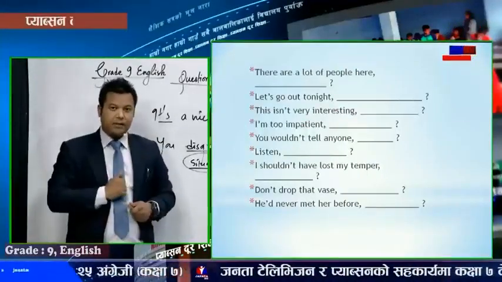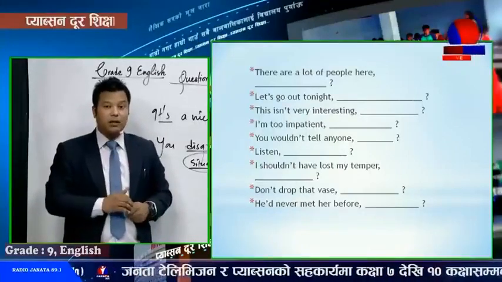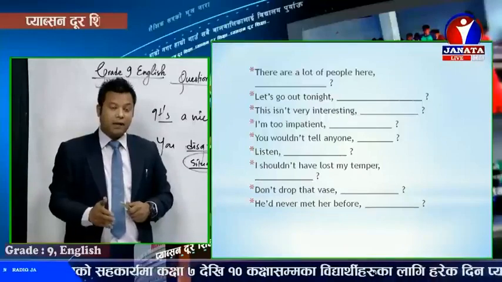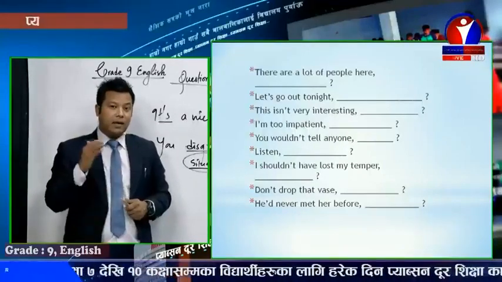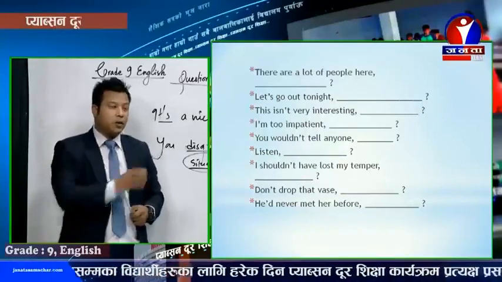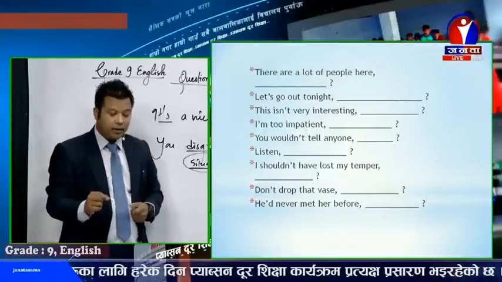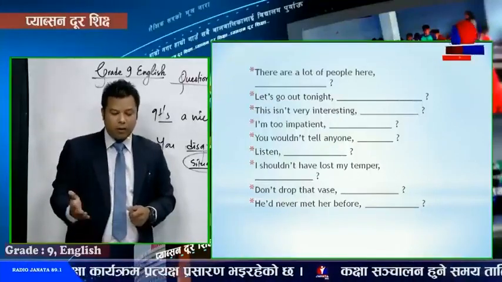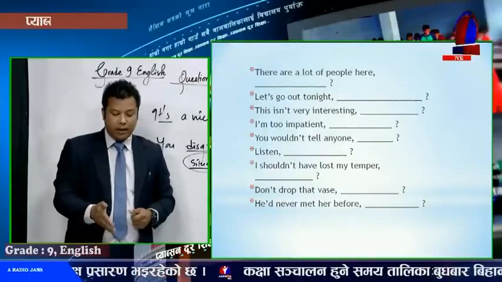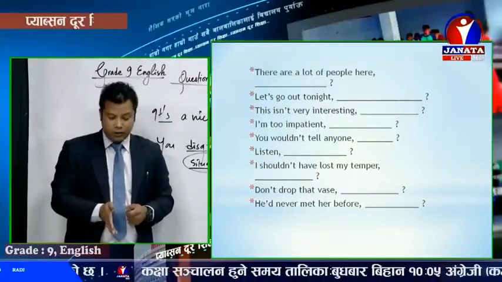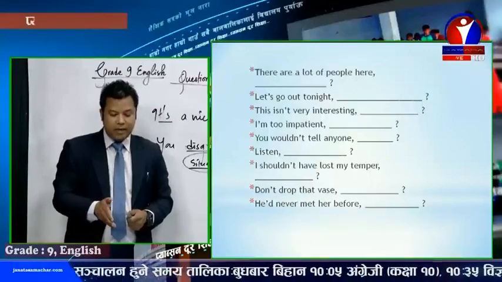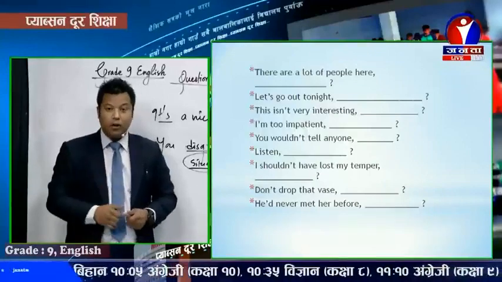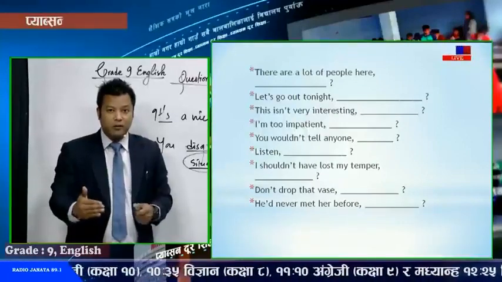Starting with the basics, easy ones on the screen. You can keep on trying. I might not be answering everything because we have less time, and I would really love to teach you some difficult sections only. So from the screen, I will try maybe three. Let's say the first one: There are a lot of people here, aren't there? Okay, you wouldn't tell anyone, would you? Or the last one: he had never met her before, had he? Why? Because the word there is never, and that is a negative transformation.